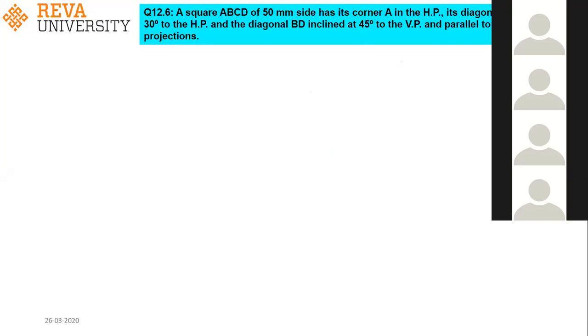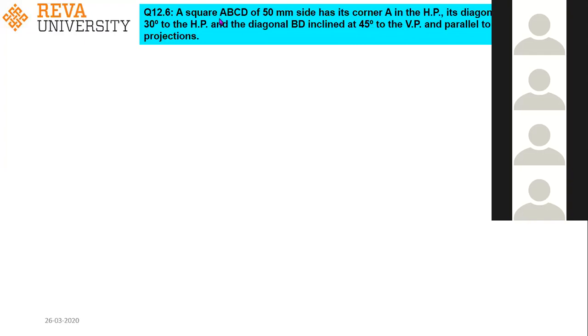So as we discussed, we require only three dimensions, like the plane where it is resting. It says resting on HP, on a corner. So we require either corner or edge condition. It says resting on corner condition. Further, its diagonal AC is inclined at 30 degree to HP. Second, we require inclination with respect to HP, which is also given. And the diagonal BD is inclined at 45 degree to VP. So all the three dimensions we required are given clearly in the problem.